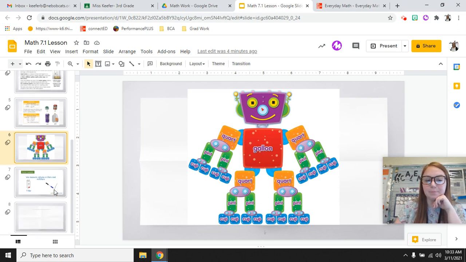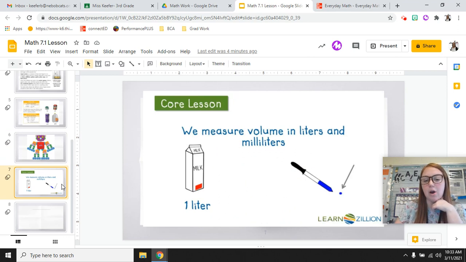The ones we're going to be focusing on are liters and milliliters. Liters are the bigger unit, and milliliters are the smaller unit. For a liter, you can think of a milk carton, not the big gallon, but the next one down, or even a bigger water bottle. And a milliliter, think of an eyedropper. So 1,000 milliliters equals 1 liter.